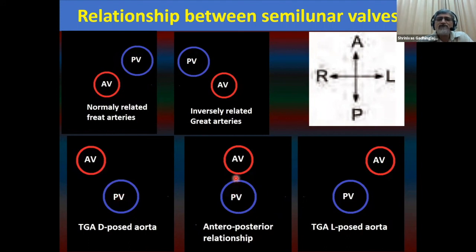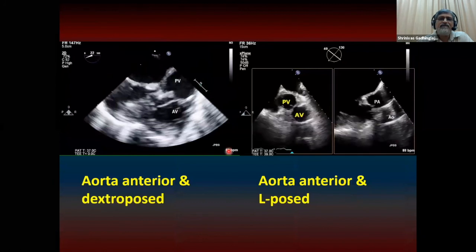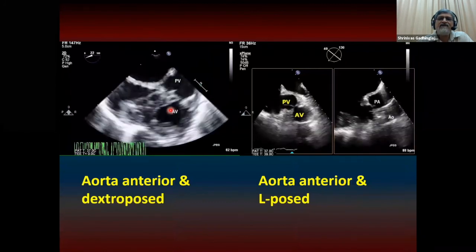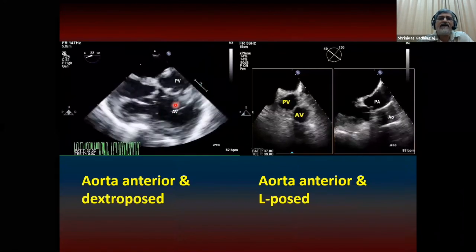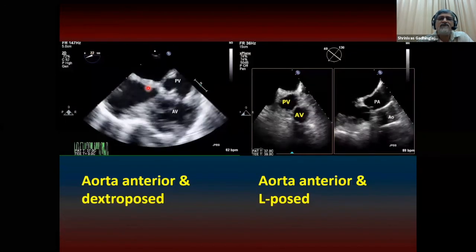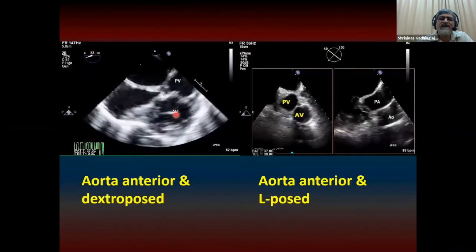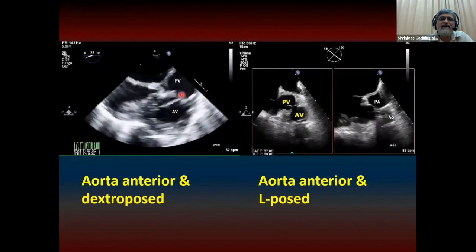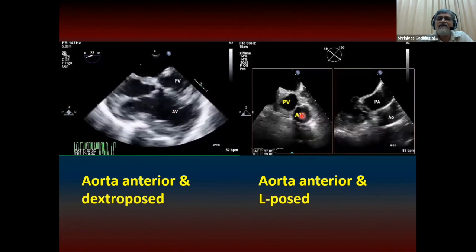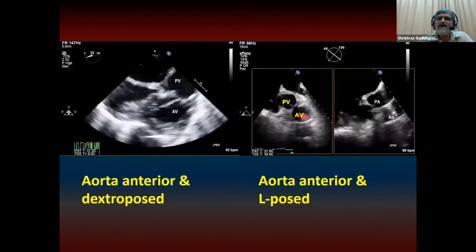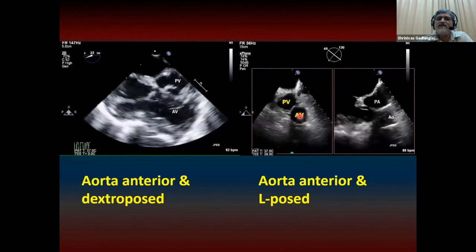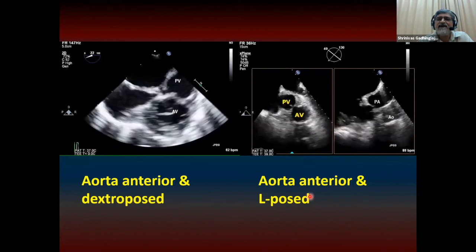There may be an anteroposterior relationship also, or the aorta can be L-pose compared to the pulmonary valve. This is an example where you can see the aortic valve is anterior and slightly to the right. This is a short axis view. In the short axis view, you can see here the aortic valve is slightly anterior to the pulmonary valve. While here, in the short axis view, the aortic valve is to the left of the pulmonary valve. So the relation is that this aorta is L-pose.